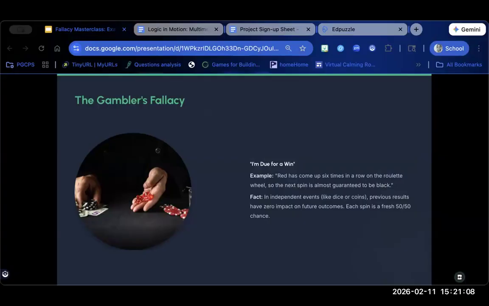We have the gambler's fallacy, where pretty much this is when you view that anything that happened in the past is not connected to the future. Every spin or roll of a dice is a 50-50 chance. So for example, red has come up 6 times in a row on the roulette wheel, so the next spin is almost guaranteed to be black. We have no clue in proving that. We're just basing it off of a 50-50 chance, a flip of a coin, basically.